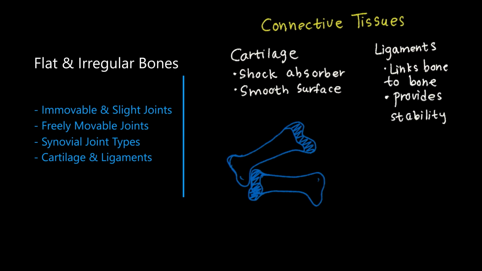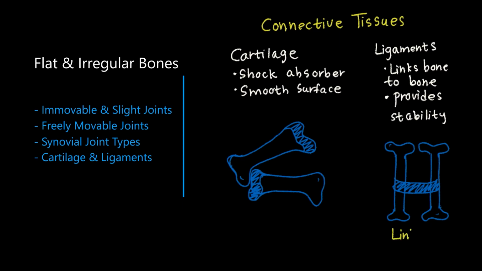Next, we have ligaments. A great way to remember this is that ligaments link bone to bone. They are like strong, slightly elastic bands of duct tape that hold your skeleton together and provide stability, preventing joints from moving in the wrong direction. A sprained ankle is an injury to ligaments, and a torn ACL in the knee is a severe ligament injury.